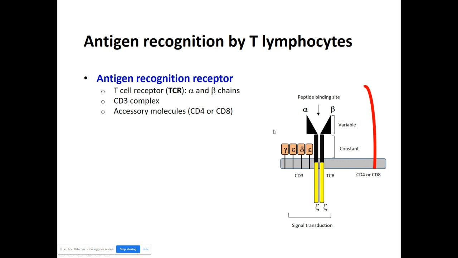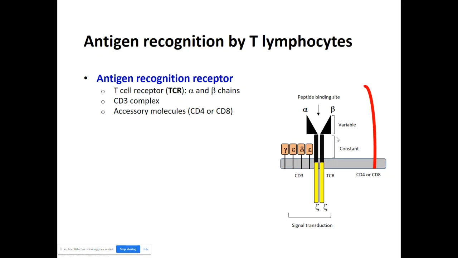So this is the complex at the cell surface of T cells that recognize the peptide when it's being presented by the MHC molecule. It's called the TCR complex. And the TCR complex has three major components. The TCR itself, which is the structure that will recognize the peptide, the microbial peptide or viral peptide or bacterial peptide presented by the MHC class 1.